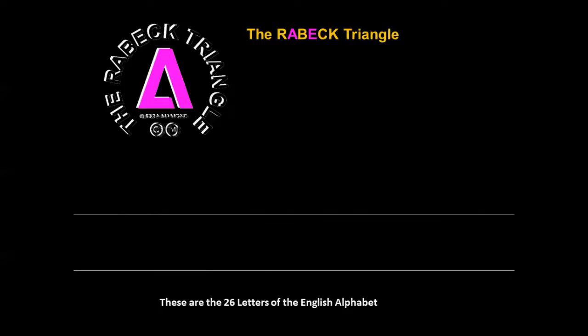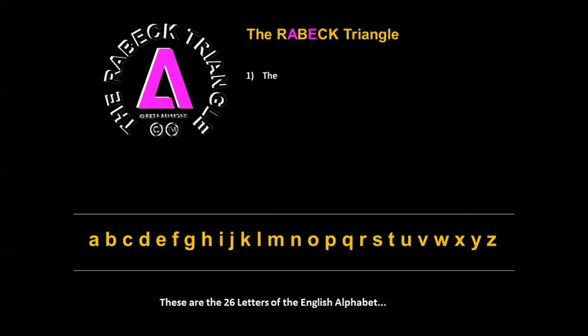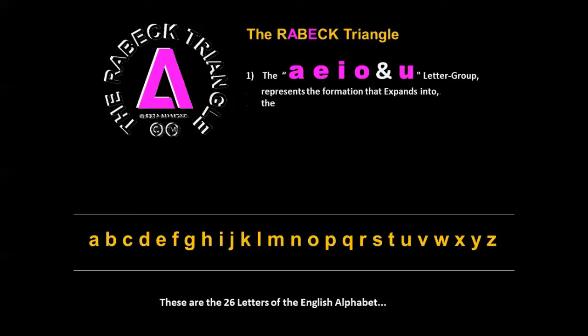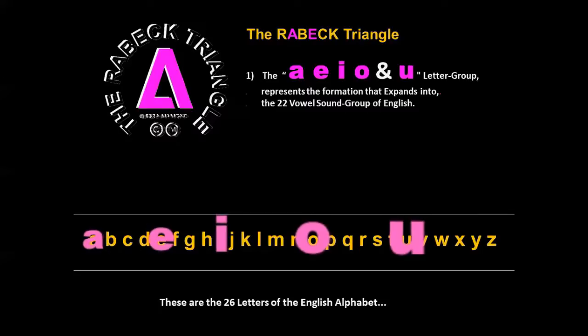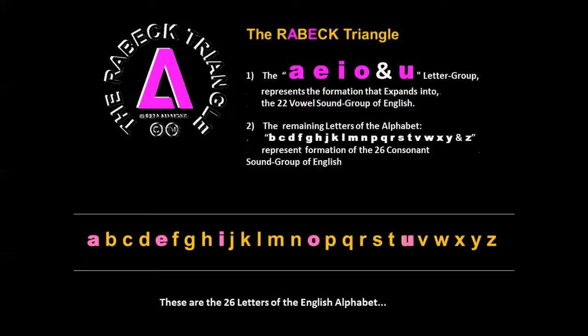These are the 26 letters of the English alphabet. The A, E, I, O, and U letter group represents the formation that expands into the 22 vowel sound group of English. The remaining letters of the alphabet, B, C, D, F, G, H, J, K, L, M, N, P, Q, R, S, T, V, W, X, Y, and Z, represent formation of the 26 consonant sound group of English.